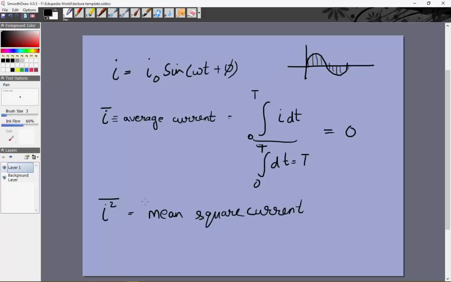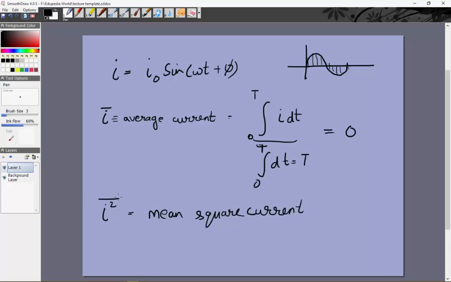Right, so bar means average. So mean square current says exactly what it says, mean square current. It is the mean of the square of the current. If we just take the currents at different points and calculate the average of those currents, that will come out to be 0, because we'll have just as many positive as negative currents. But if we take the square of each current and find the average of those, that cannot be 0, because the squares will always be positive.